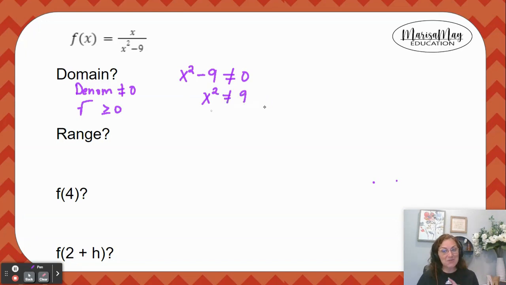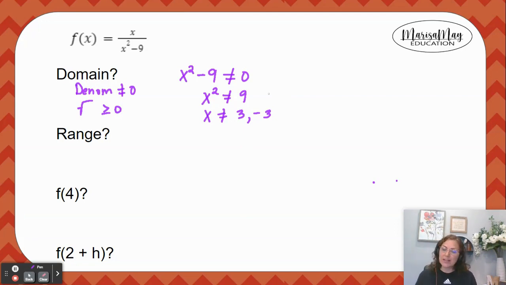However, when you take the square root here, I want you to be super careful because x could be 3 or it could be negative 3. And so that's my domain, is that x cannot be 3 and x cannot be negative 3. Those are our two things.